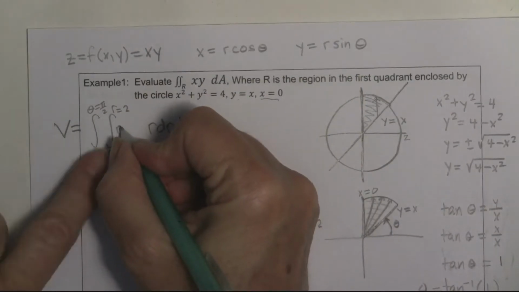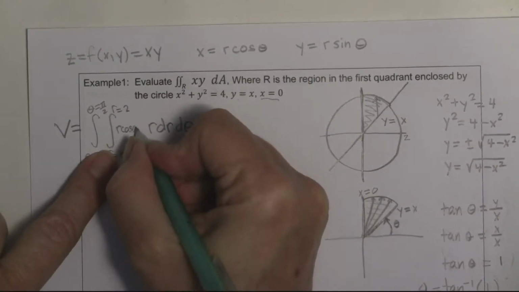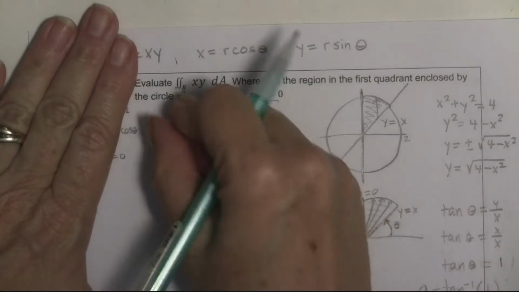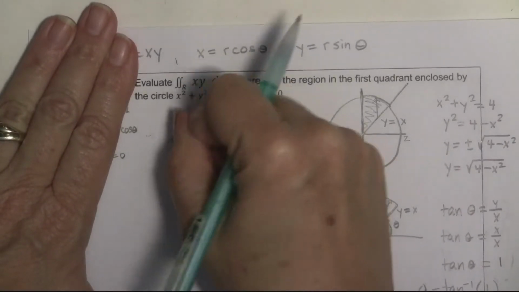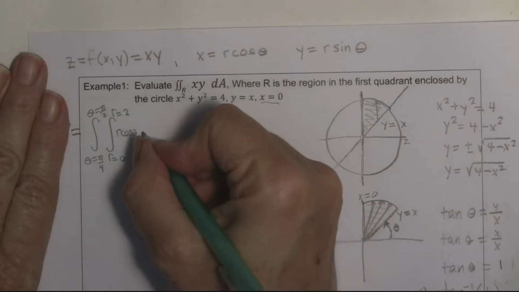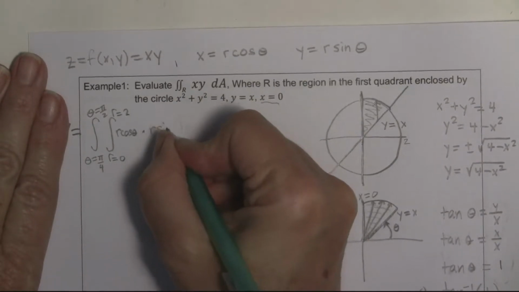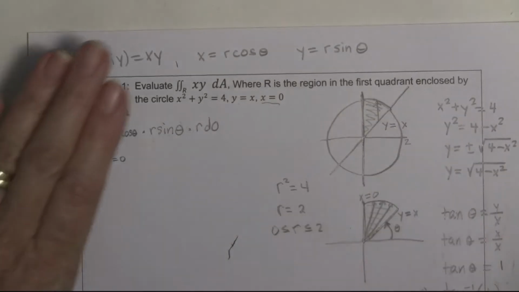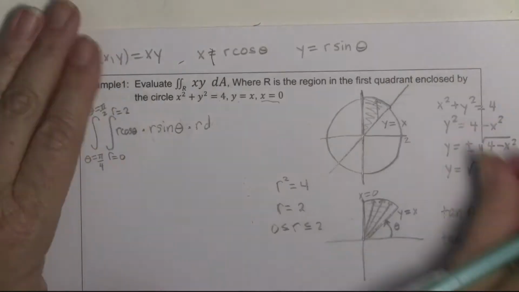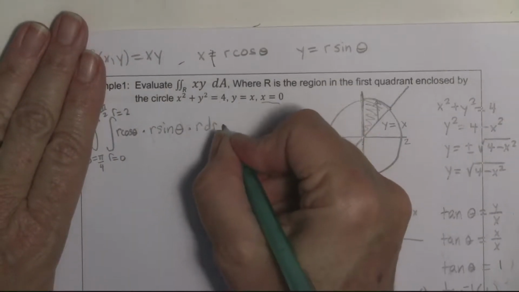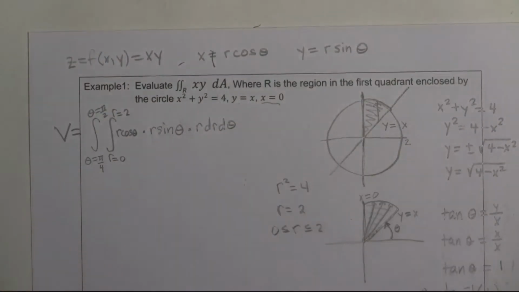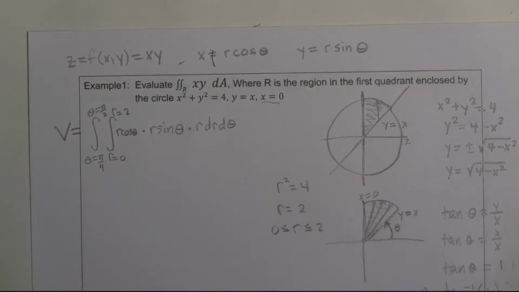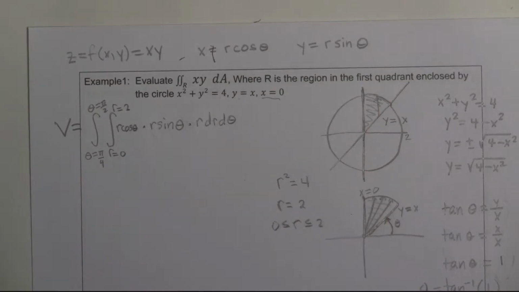So I'm going to squeeze this in here, r cosine of theta times, and I'm going to have to erase to squeeze it in, sorry, times r sine of theta times r dr d theta. And then I just want to clean it up, and then I'm going to be taking the antiderivative with respect to r first. And you notice we have r, that's r to the third.